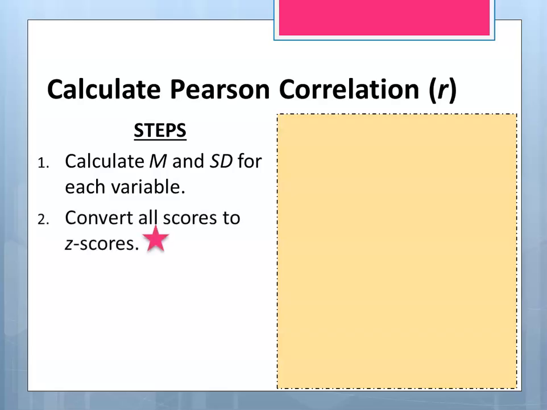Second, convert those X and Y scores into Z-scores. The star here is to remind you that we already know the Z-score formula. You may have to look back to your Chapter 3 notes.